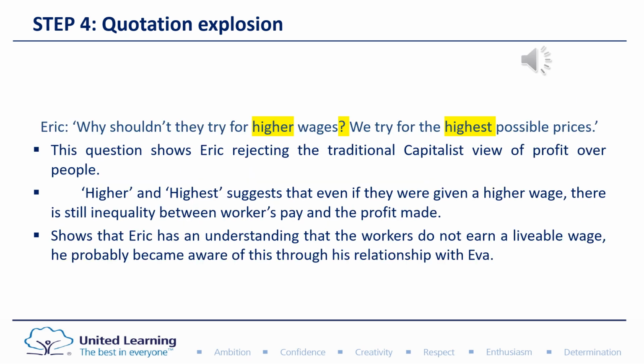So a second quotation we could use to support the idea that the younger generation are capable of change is when Eric says, "Why shouldn't they try for higher wages? We try for the highest possible prices." This question shows Eric rejecting the traditional capitalist view of profit over people. His use of the words higher and highest suggests that even if they were given a higher wage, there is still some inequality between workers' pay and the profit made, which ultimately shows that Eric has an understanding that the workers do not earn a livable wage. And this is probably something that he became aware of through his relationship with Eva.